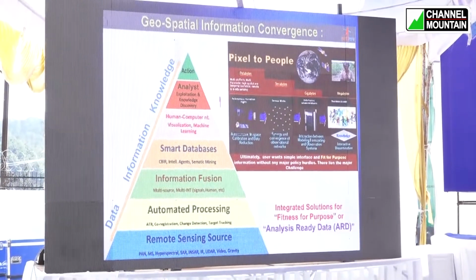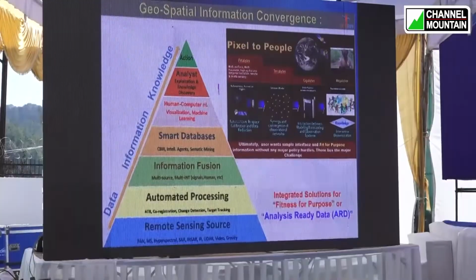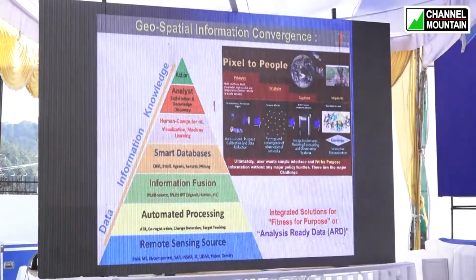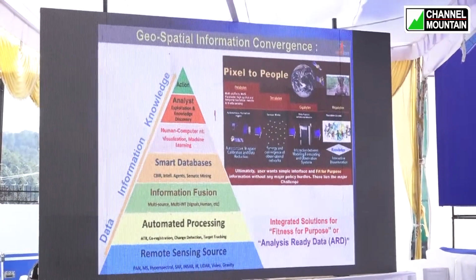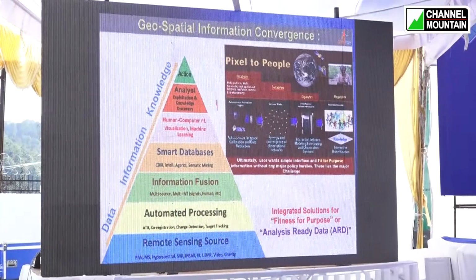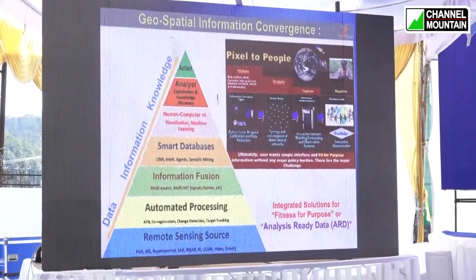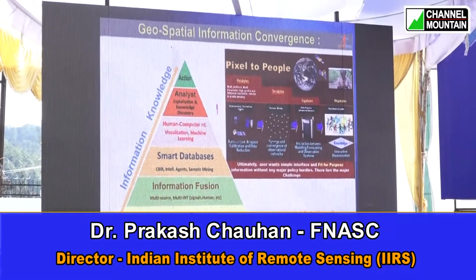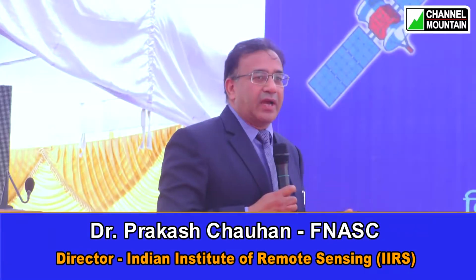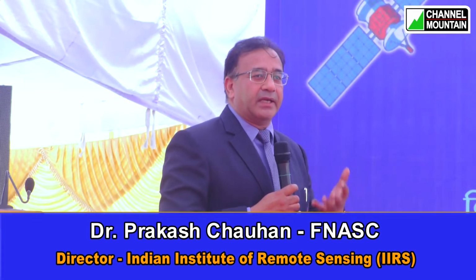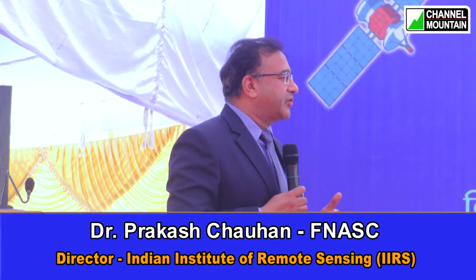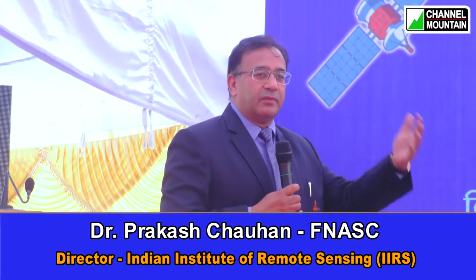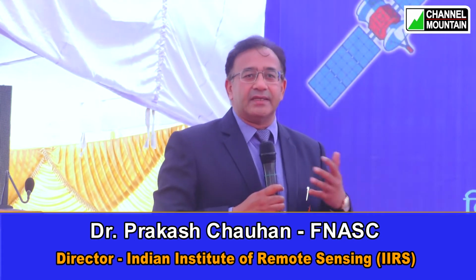So our endeavor, especially at institutes like the Indian Institute of Remote Sensing, where we have different thematic departments, is how to make use of this data by automatic processing systems, doing information fusion, and then creating smart databases. Once you have these smart databases, by combining different forms of data, you can extract information, and this information is translated in terms of knowledge.